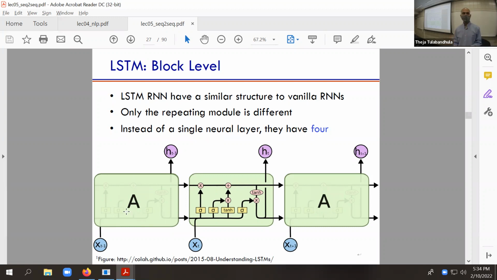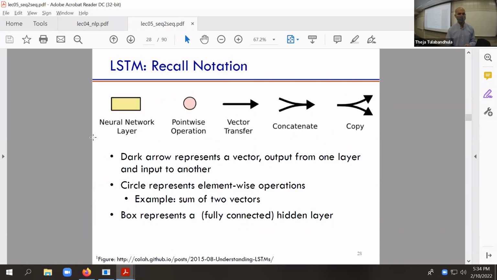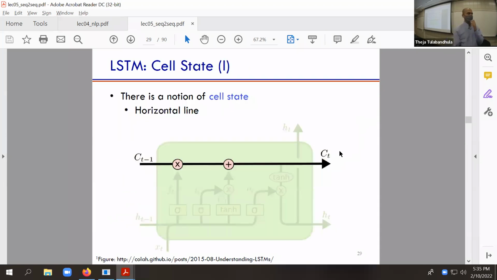Okay, so let's recap again. Yellow means neural network layer, so that's the one with parameters. Now the new notation: this pink circle means a point-wise operation, an element-wise operation. Vectors are exactly the same, concatenate and copy. So now let's really tease apart, and in the next 10-15 minutes really understand what's going on inside the A cell.